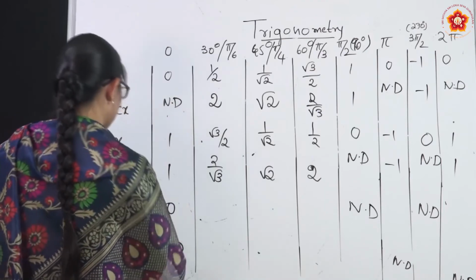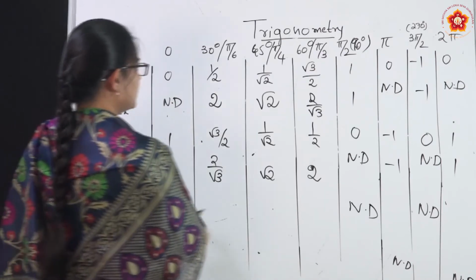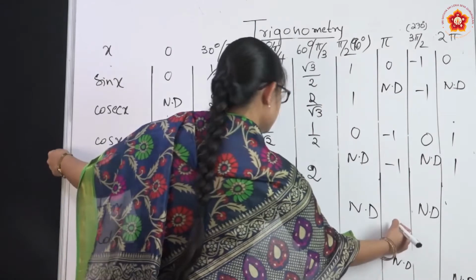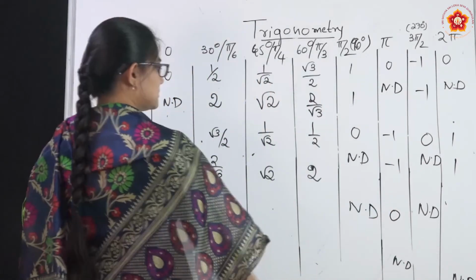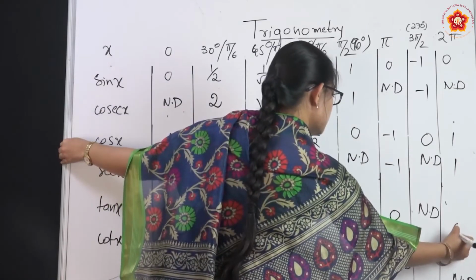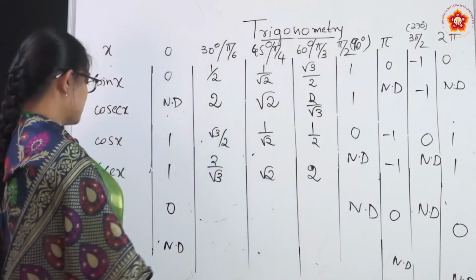So, here tan 0 is 0 and sin pi is 0. So, tan pi is 0 and sin 2 pi will be 0. Therefore, tan 2 pi will be 0.